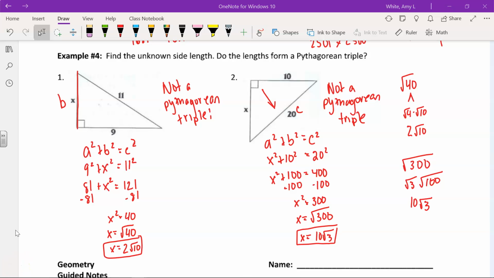We are going to stop this video here. For more information about the Pythagorean theorem, you should watch the part 2 video.